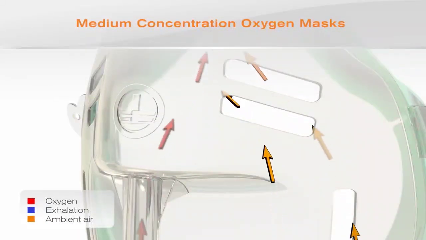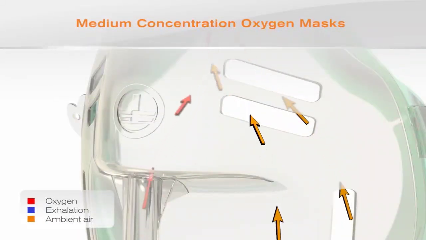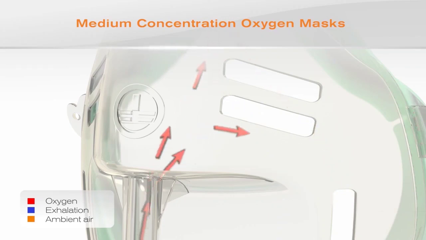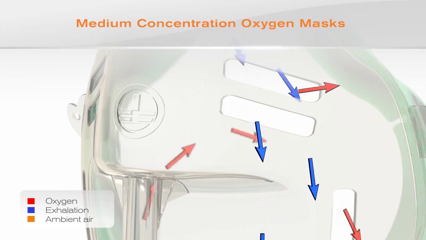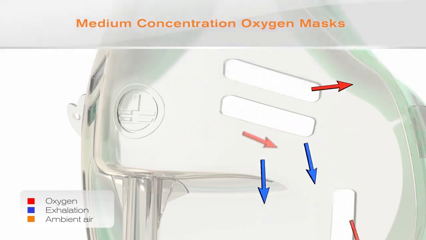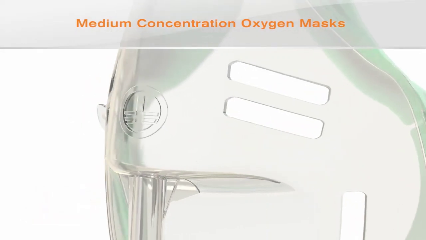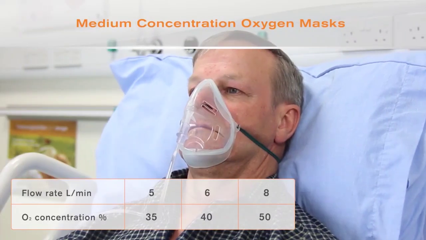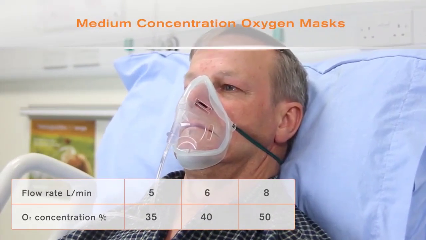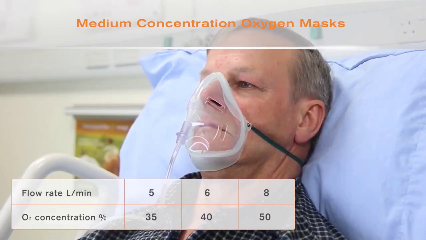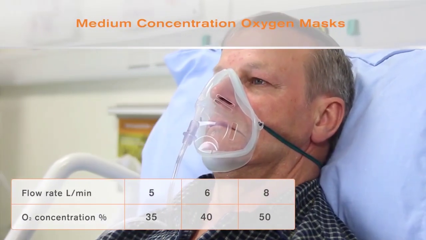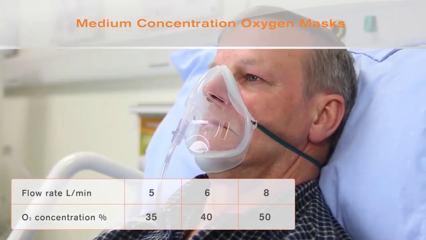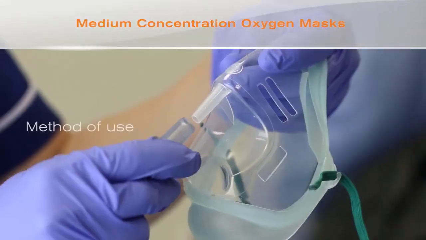The orange arrows represent ambient air, which is drawn in through the mask vents as the patient inhales, and the blue arrows represent exhalation. The concentration of oxygen received by the patient will vary. However, as a guideline, a flow rate of 5 to 8 litres per minute will deliver concentrations between 35 and 50% oxygen to most adult patients.